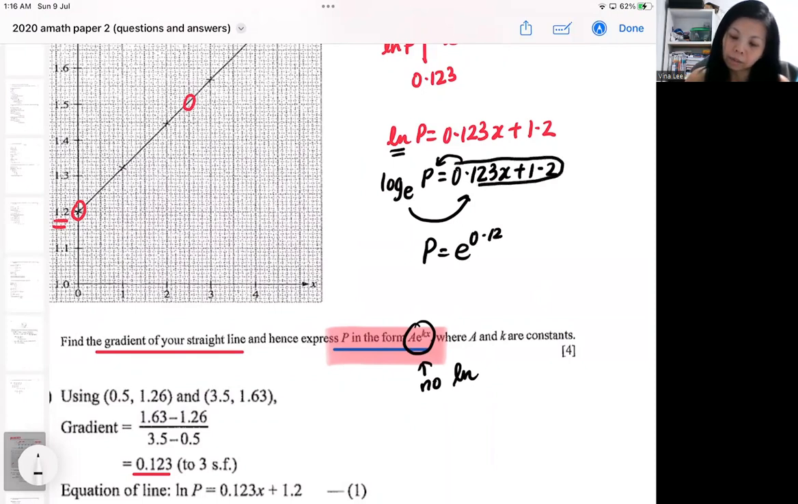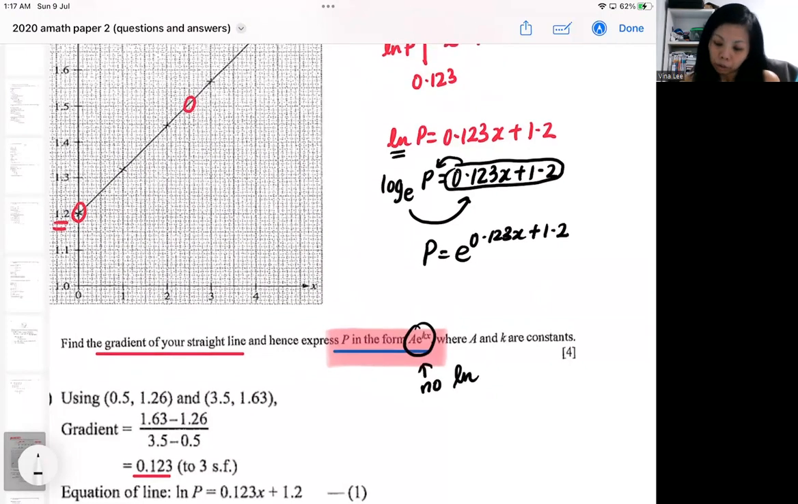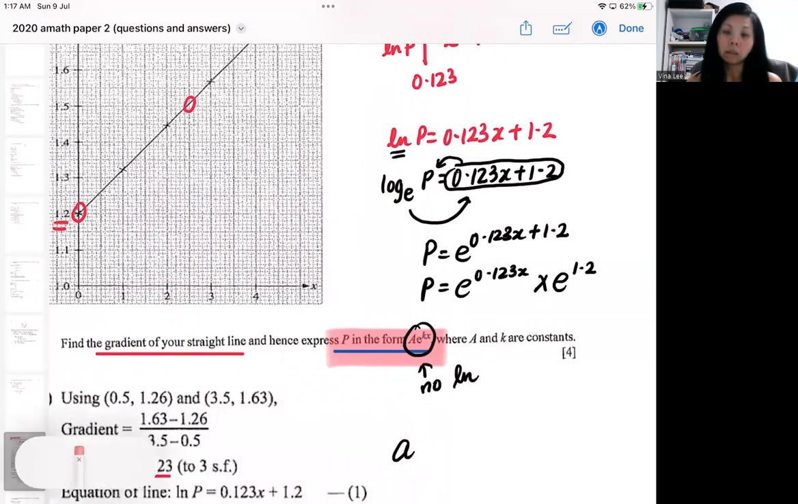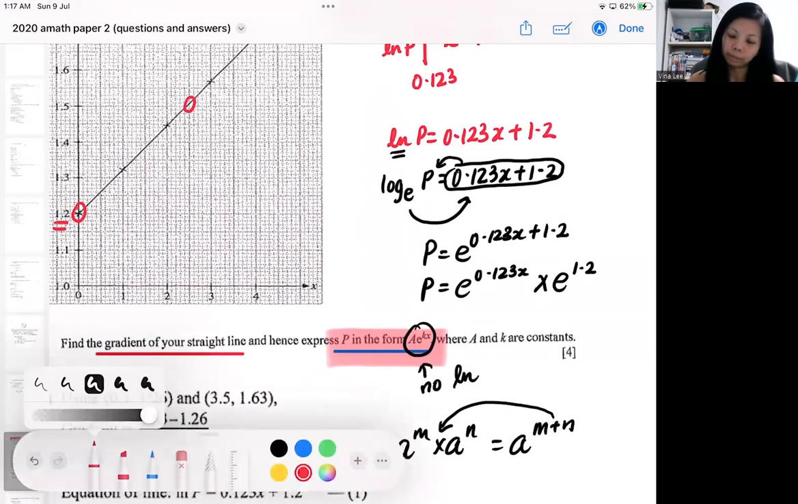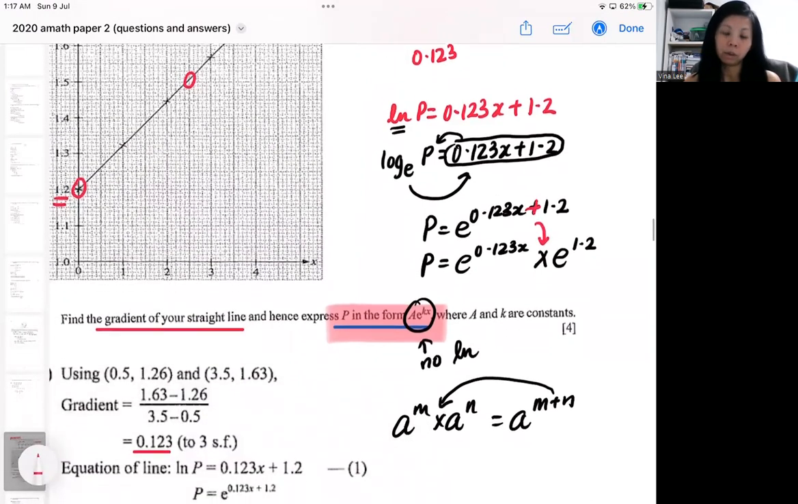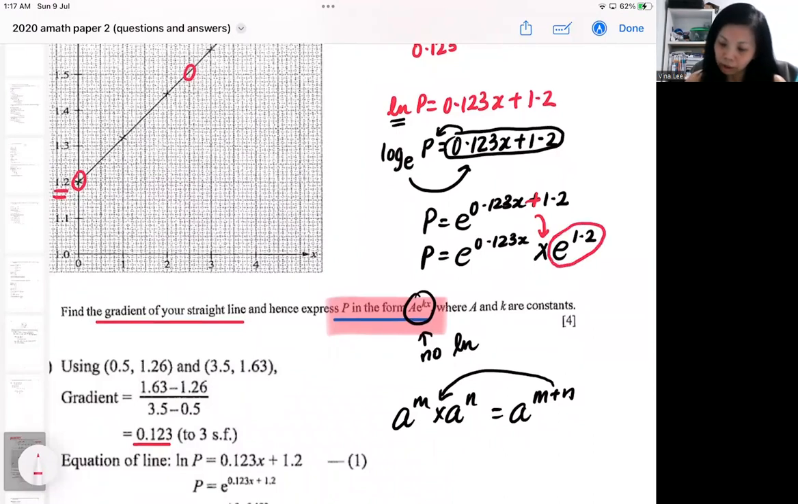The whole thing here becomes the power. And you actually need to squeeze out a constant, which will be squeezed out if you apply indices. Usually in indices, when we multiply the same base, we add the power. Now I'm going to do the reverse, and I actually get a multiplication. This will be the constant A that you punch out on your calculator.